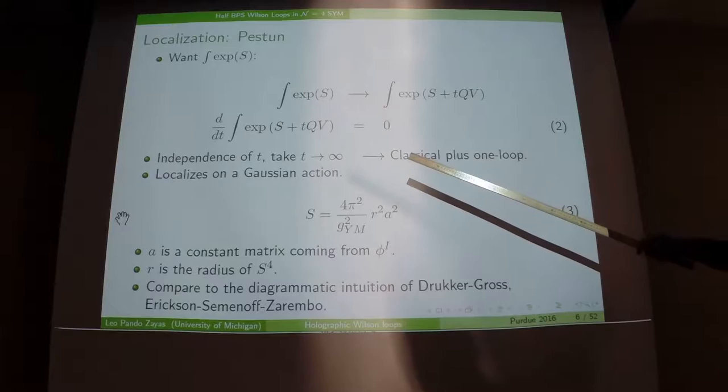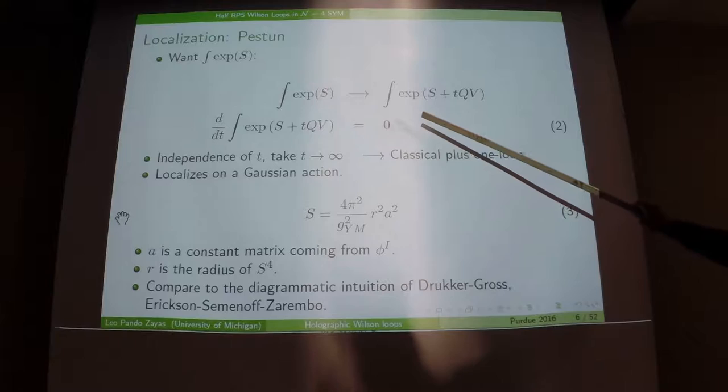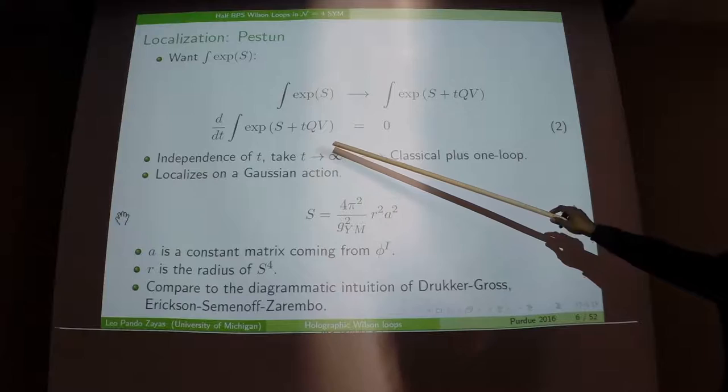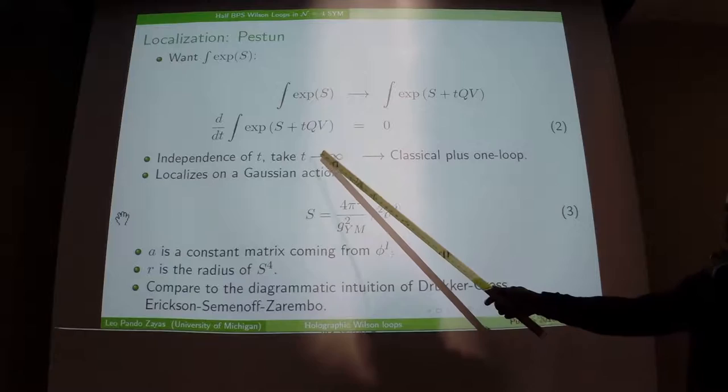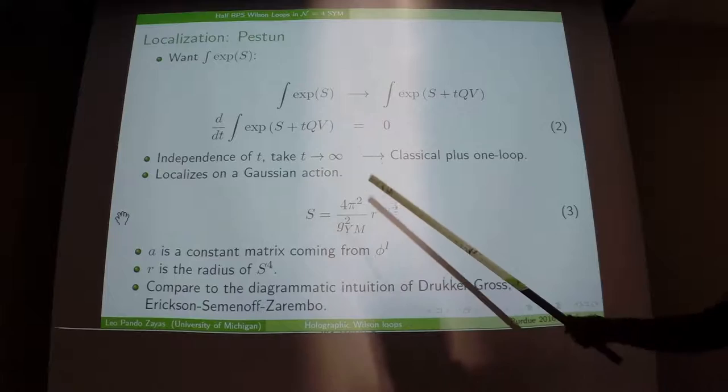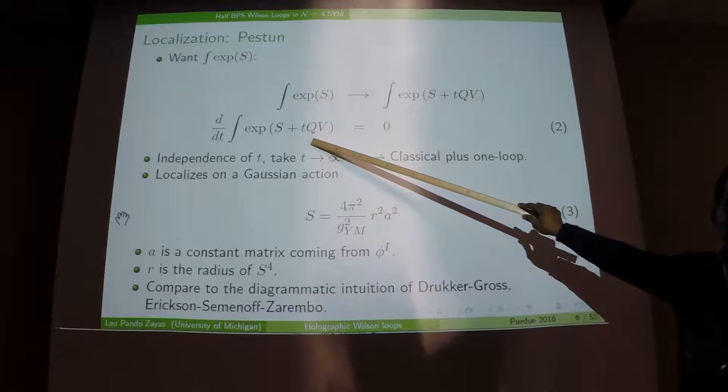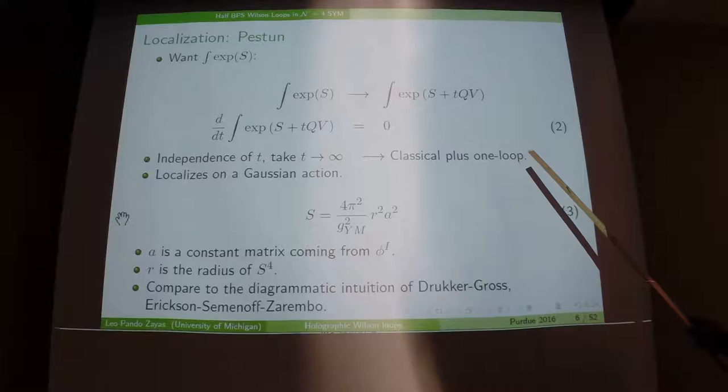So if you look at the derivative of this expression with respect to t, you can see that it's independent of t. So then the idea, which is the key of localization, is to evaluate it when t goes to infinity, or in Planck's day we would say when h bar goes to zero. Now my h bar is 1 over t. So we are in good standing with Planck. So then the main contribution comes from the classical piece, okay, which is the locus of Q equals zero. And then you have to essentially account for one-loop corrections. And that gives you the answer.